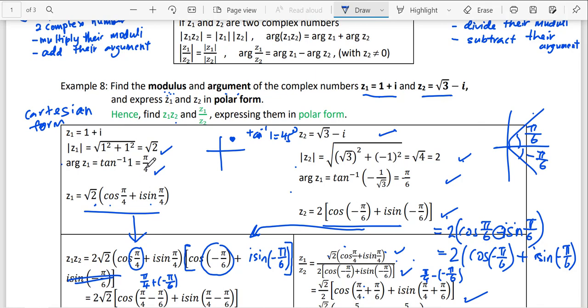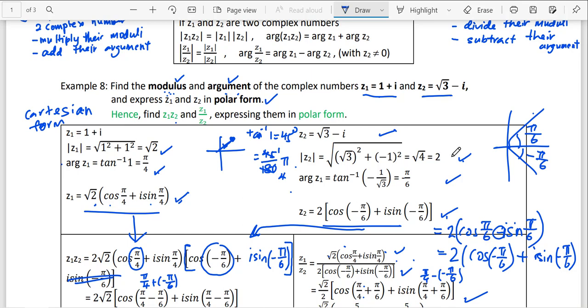Then the argument you must change to radian. You must write in radian, you cannot write in degrees. So 45 degrees equals 45 over 180 pi, then you get 1 over 4. That's why the argument of z is pi over 4. Because it is the first quadrant, no problem. Then you substitute into the polar form. So you settle the modulus, argument, then polar form. Settle.